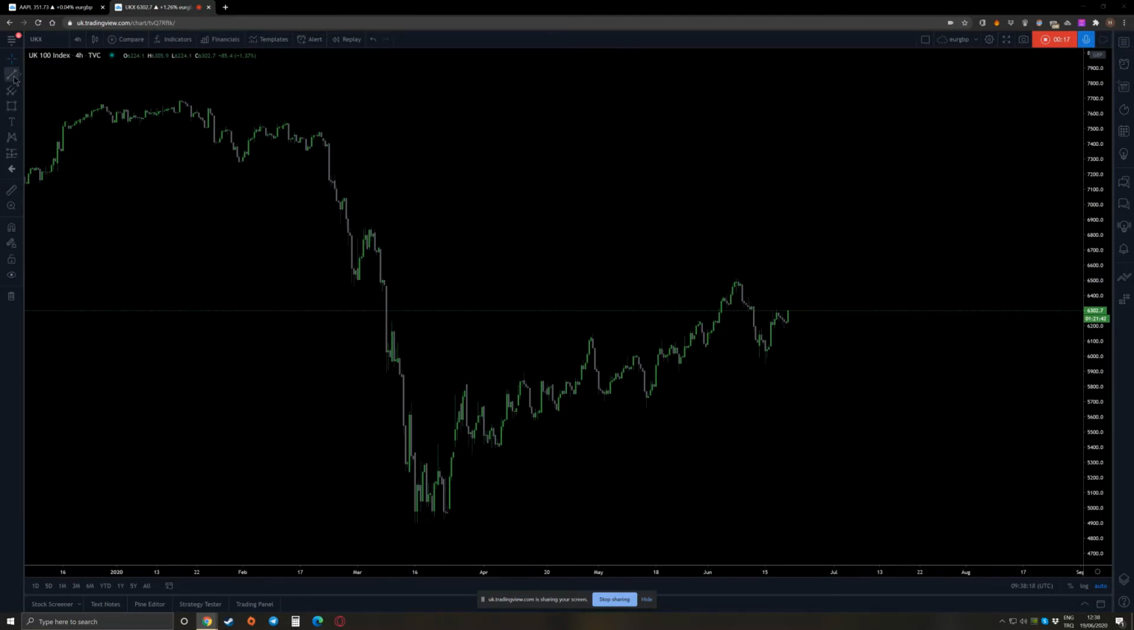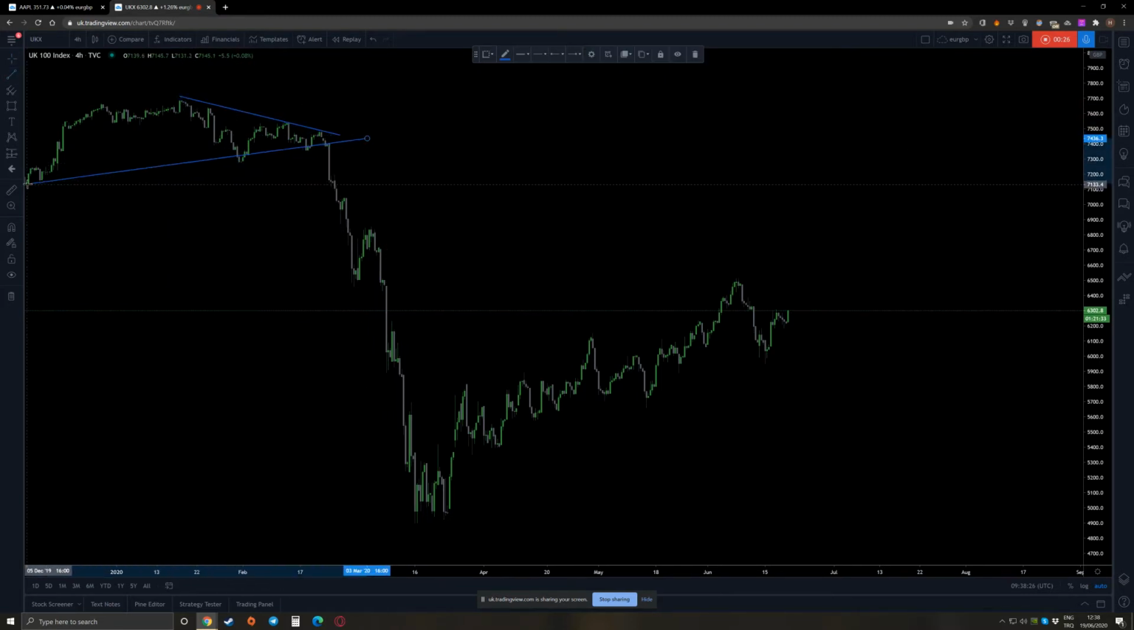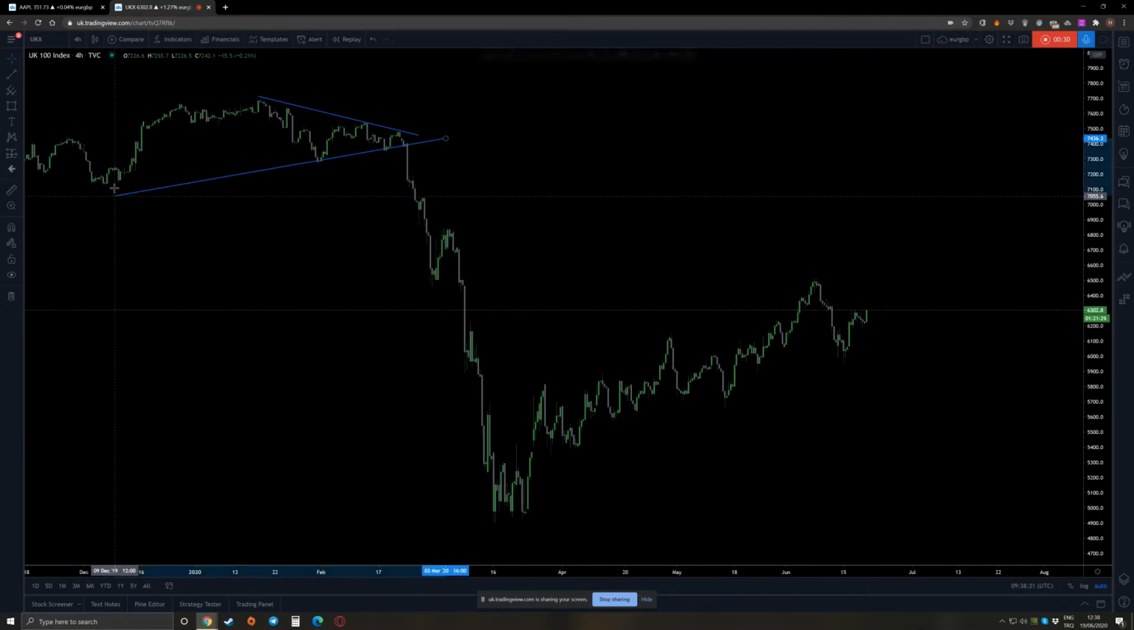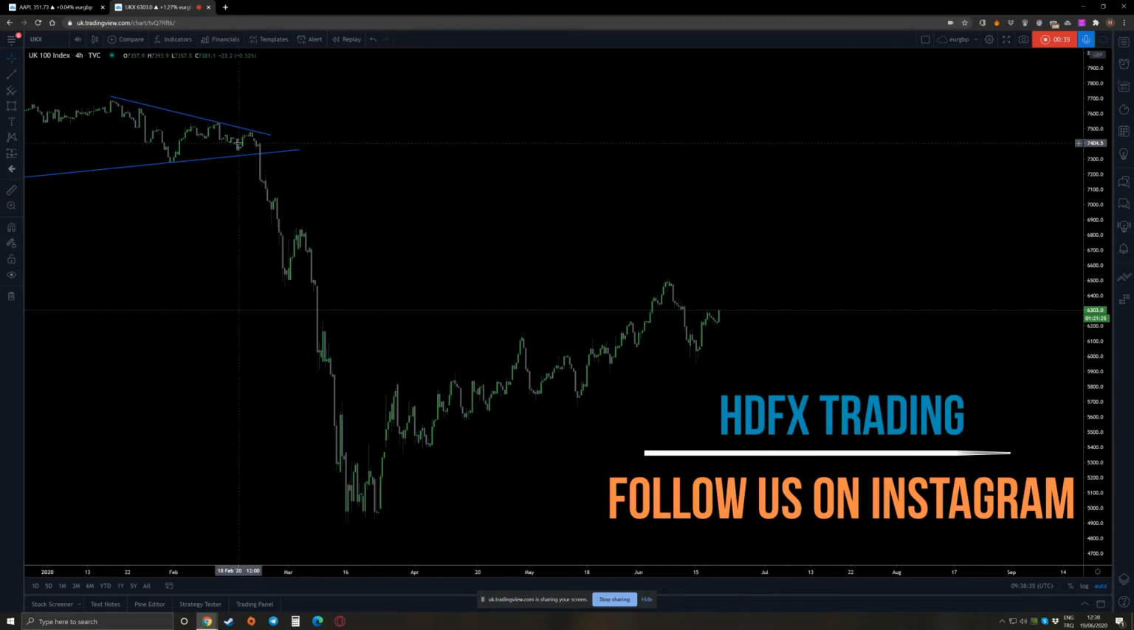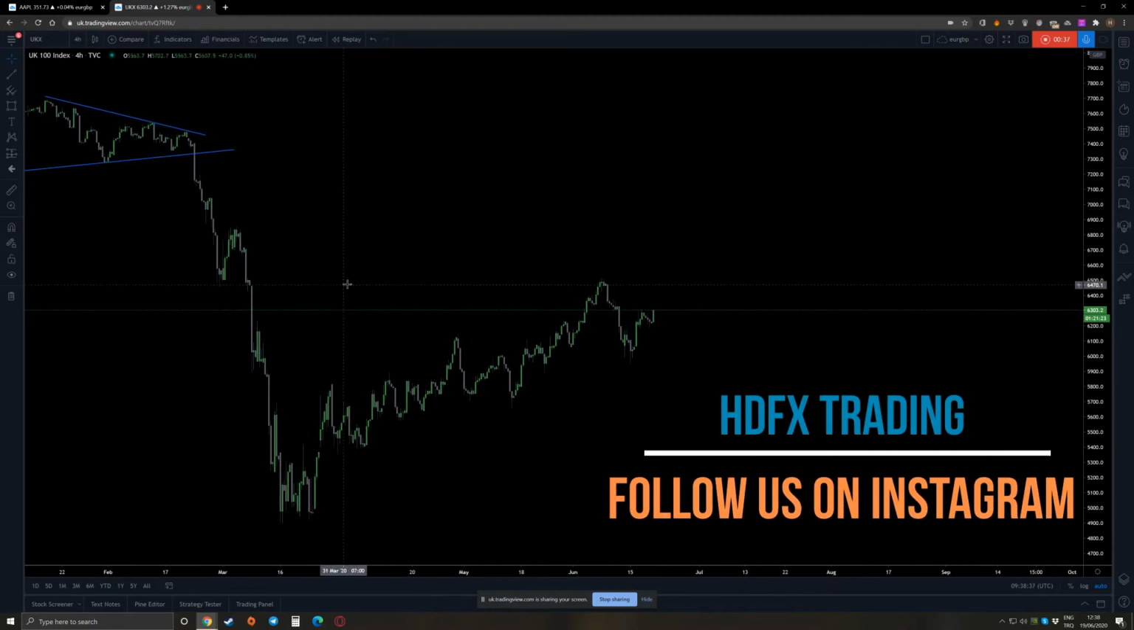With this coronavirus situation, the market did some type of triangle formation here that has broken lower. Maybe this triangle starts a little bit on this side, something like this. Okay, so this is the type of triangle that I'm talking about.